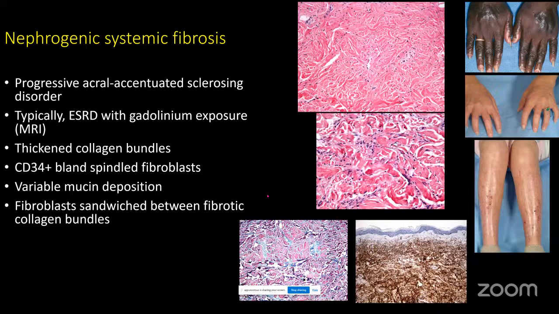So nephrogenic systemic fibrosis, when these first came out, people thought that they were an odd presentation of scleromyxedema because you have the same increased bland fibroblasts in the dermis with mucin deposition within it. This was found eventually to be due to gadolinium exposure, especially in people with end-stage renal disease, and can be diagnosed by the presence of CD34 staining of these fibroblasts, which is different than lichen myxedematosus. And these patients also present very distinctly with acrally accentuated sclerosis of the fingers, the hands, the legs.